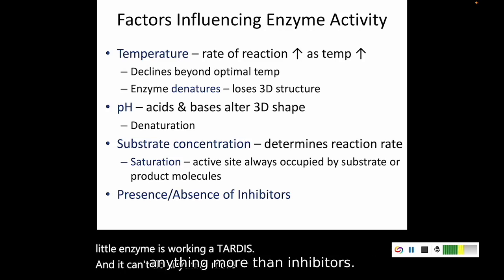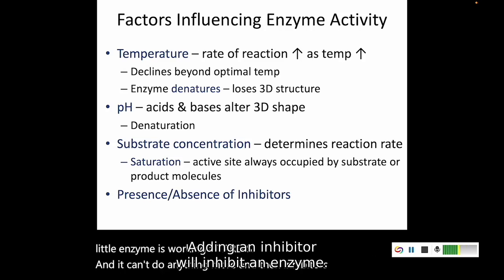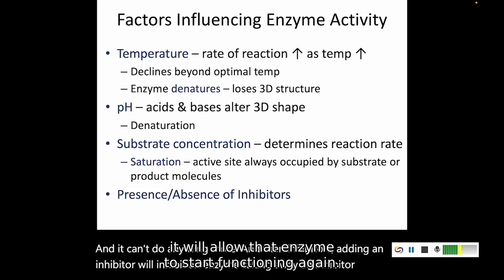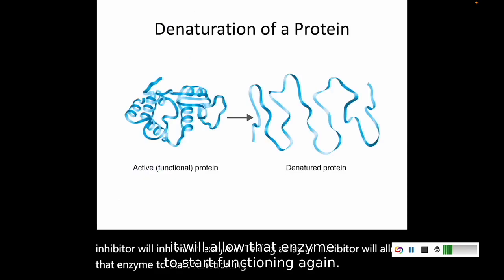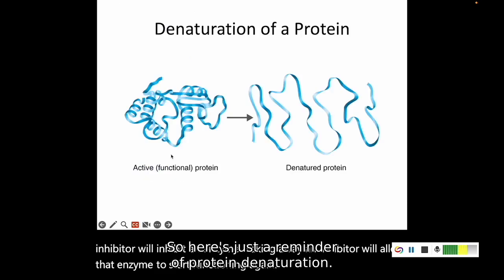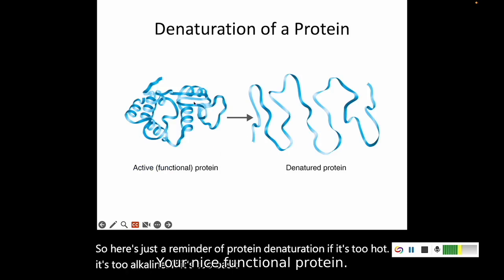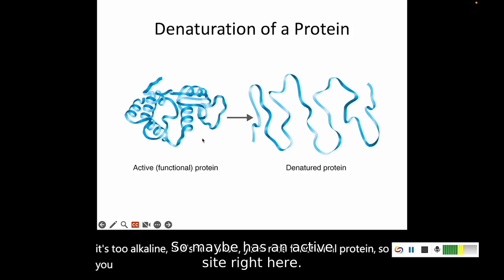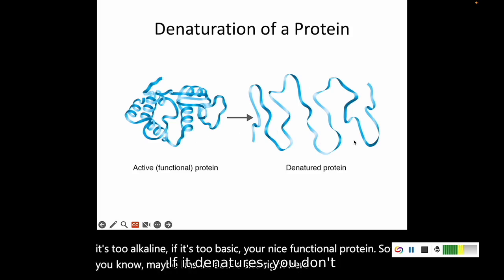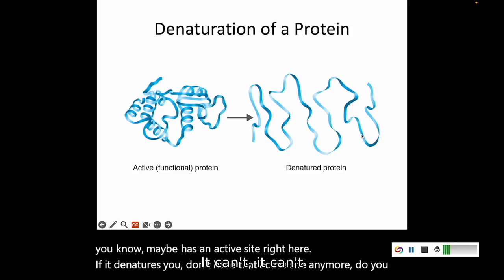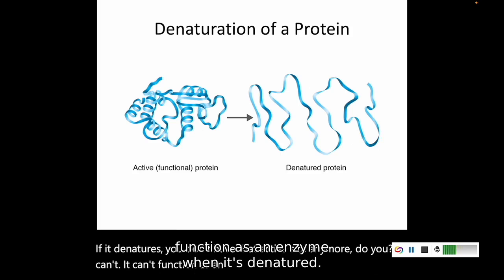And then inhibitors. Adding an inhibitor will inhibit an enzyme. Taking away an inhibitor will allow that enzyme to start functioning again. So here's just a reminder of protein denaturation. If it's too hot, if it's too alkaline, if it's too basic, your nice functional protein, so maybe has an active site right here. If it denatures, you don't have that active site anymore, do you? It can't function as an enzyme when it's denatured.